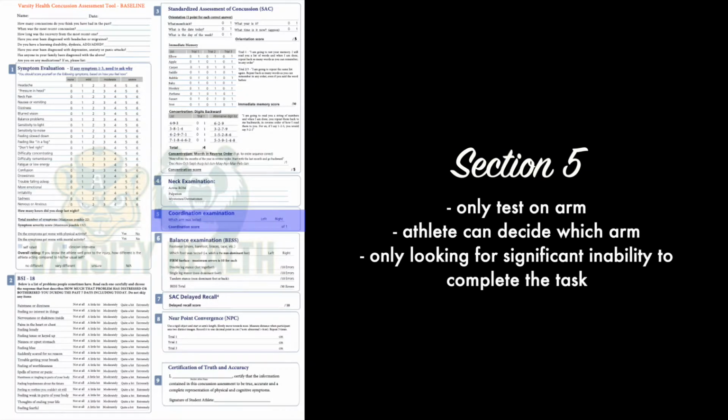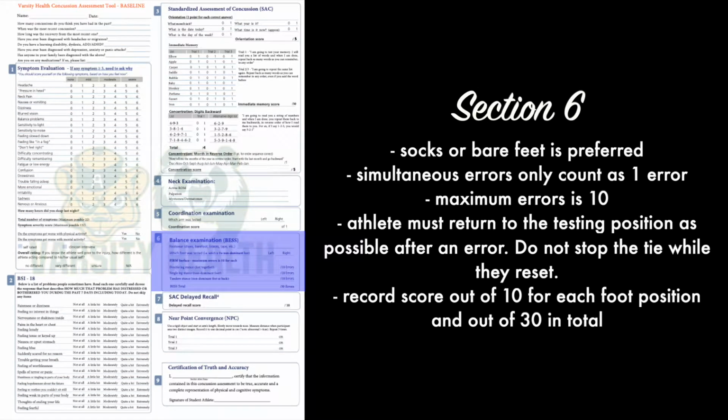Score them 1 out of 1 if they're able to complete without difficulty. For this section, the athlete must balance with their eyes closed and hands on their hips for 20 seconds. They will complete 3 times with their feet in 3 different positions. First, they will have their feet pressed together side by side. Second, they will stand on their single non-dominant foot. You can ask which foot they kick a soccer ball with and pick the other foot.